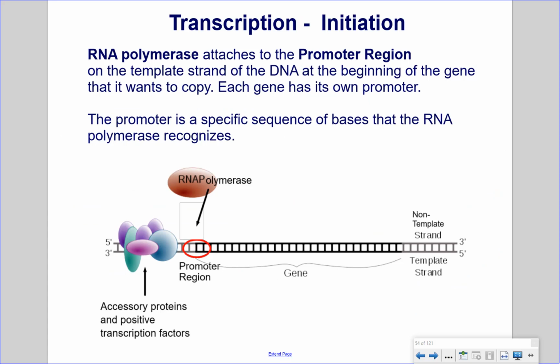Transcription. Initiation. RNA polymerase attaches to the promoter region on a template strand of the DNA at the beginning of the gene that it wants to copy. Each gene has its own promoter. The promoter is a specific sequence of bases that the RNA polymerase recognizes.